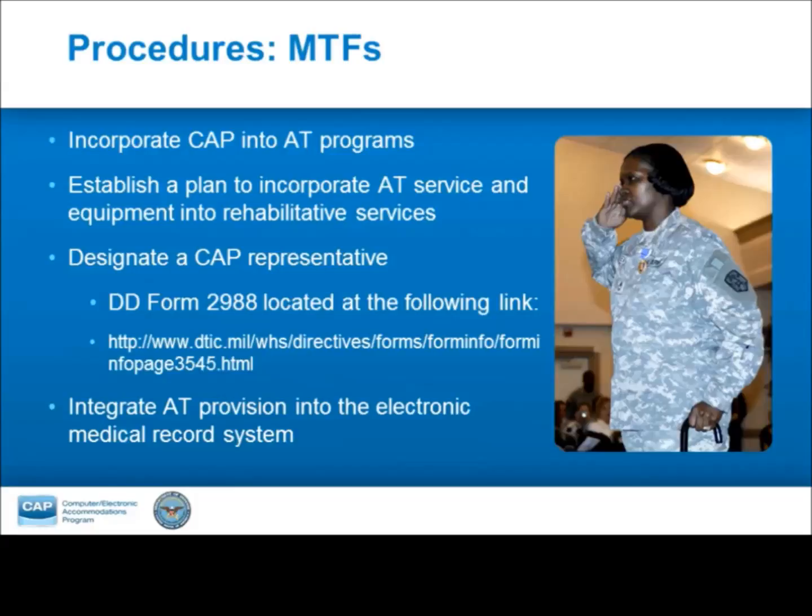They will also coordinate AT needs assessments, on-site inventory, as well as other CAP-related services. This will be accomplished by filling out DD Form 2988, the CAP Partnership Representative Form, which can be found online at the WHS Forms website. The form can be requested at any time, but we will also provide a link at the end of this webinar. By filling out this form, CAP will have a designated responsible official for partnership coordination and will begin supporting the MTF under the reissued DoDI 6025.22.